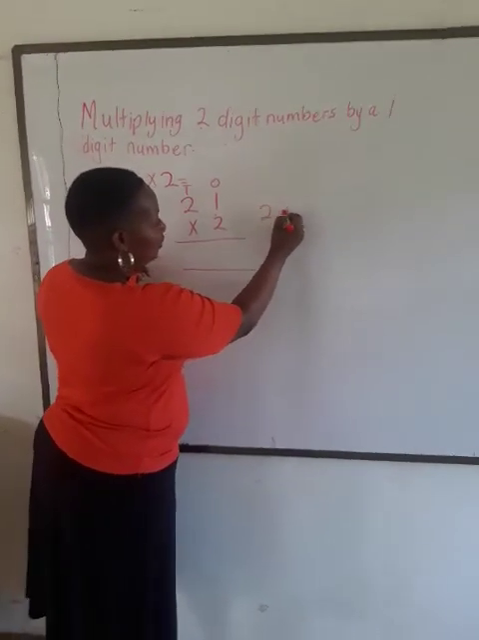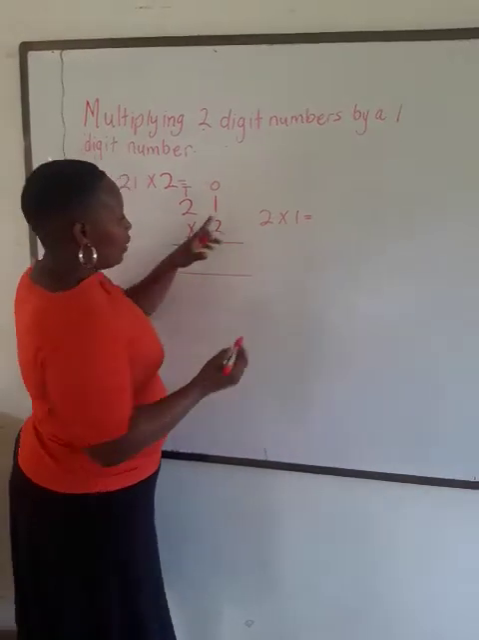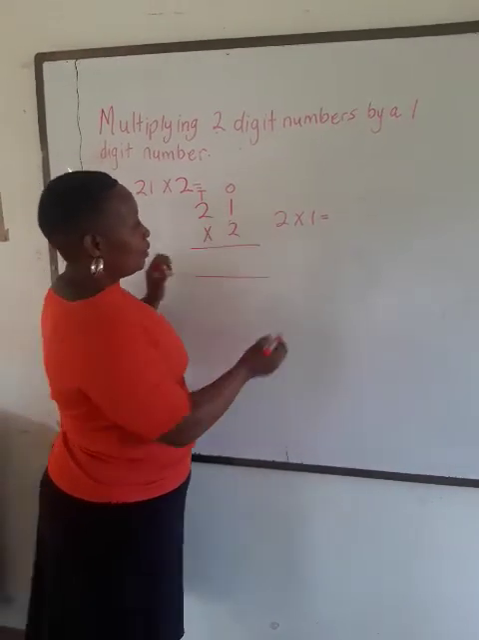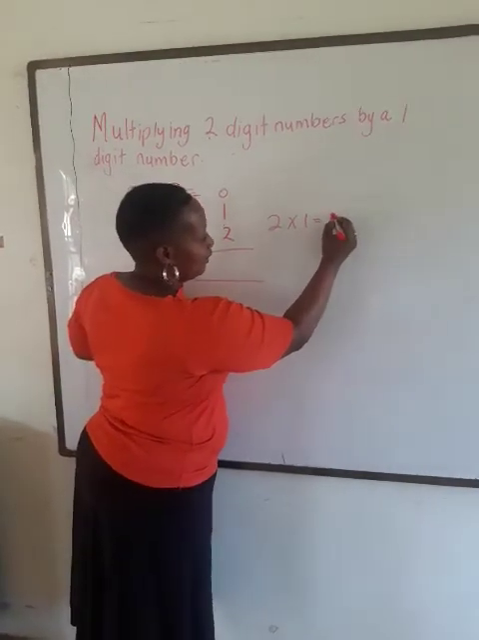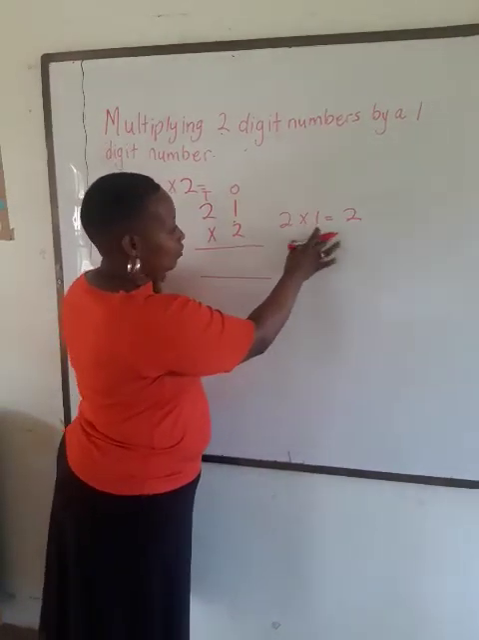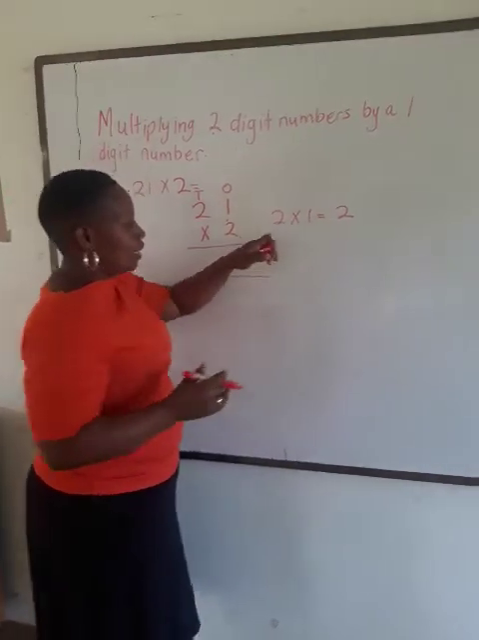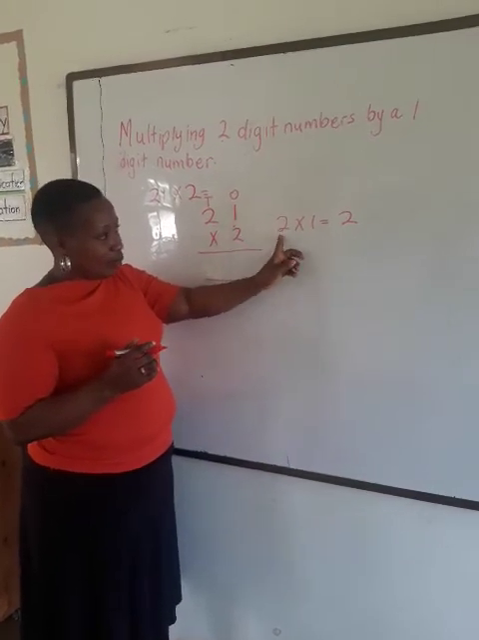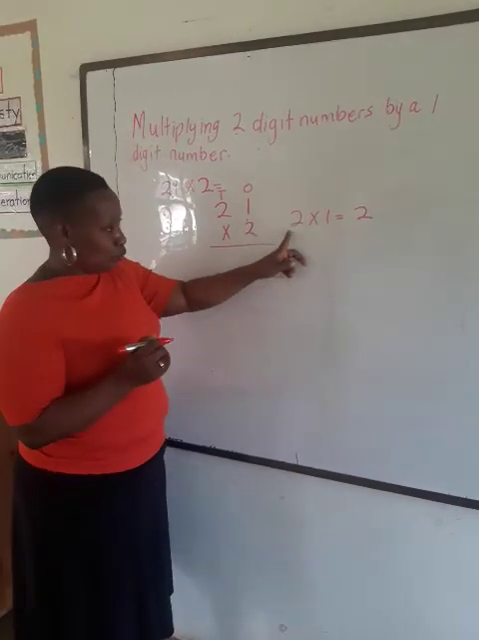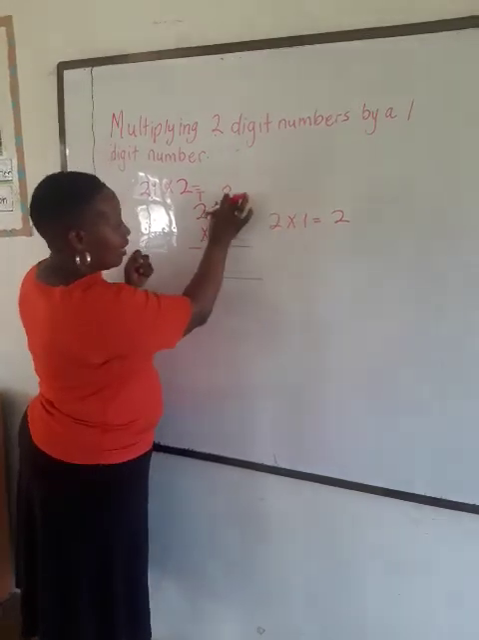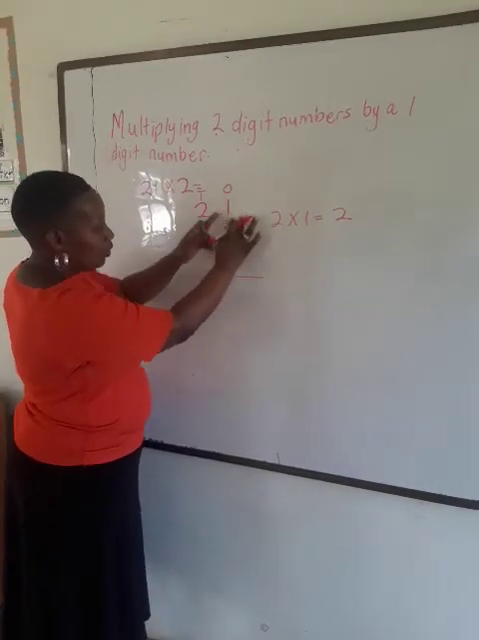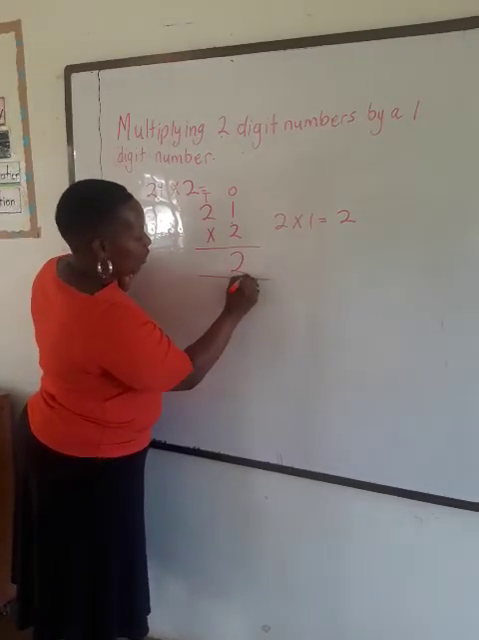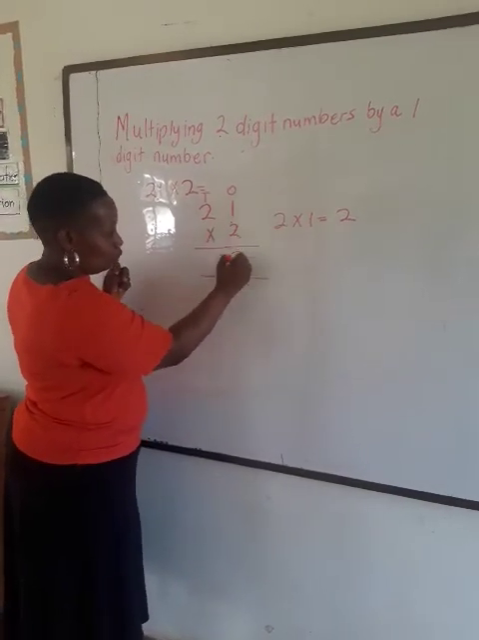2 times 1. Remember, any number times 1 is that same number. So 2 times 1 is a 2. You can work it out in different ways, but it is important to know that any number times 1 does not change, it stays that same number. So I write the 2 under the ones column because I'm dealing with the ones first. So I write the 2 here. 2 times 1 is a 2.